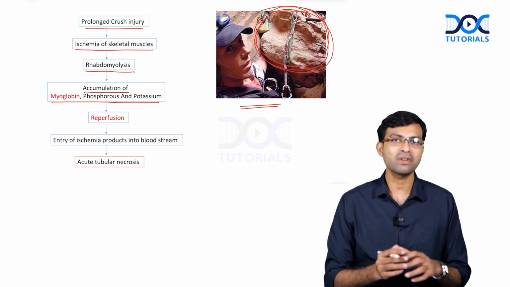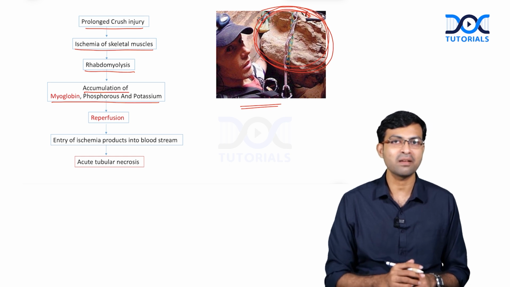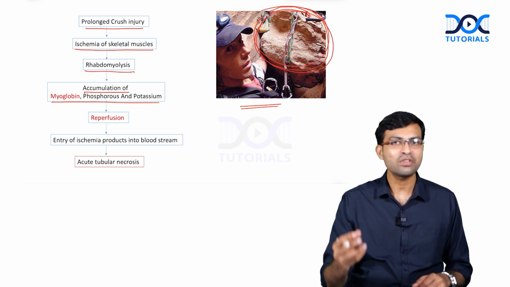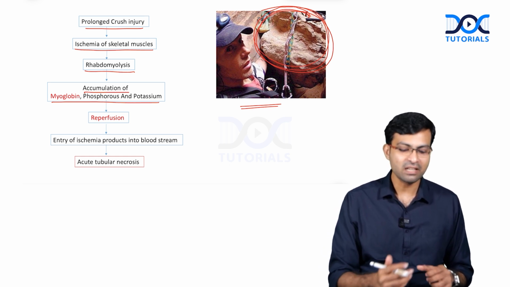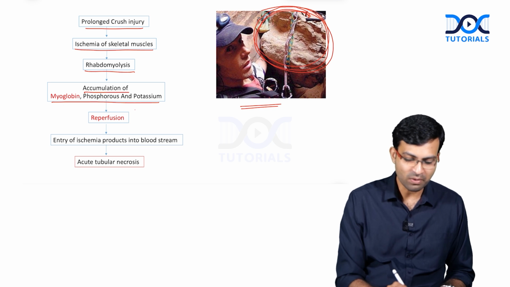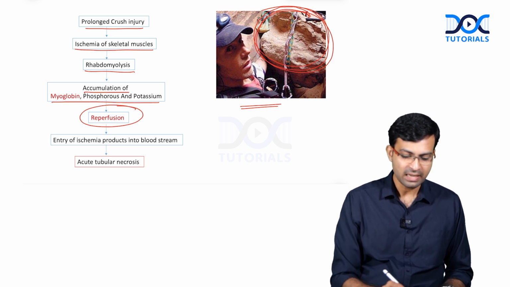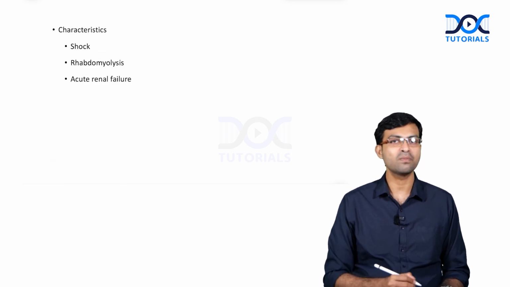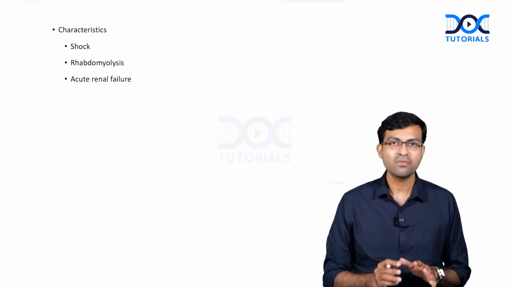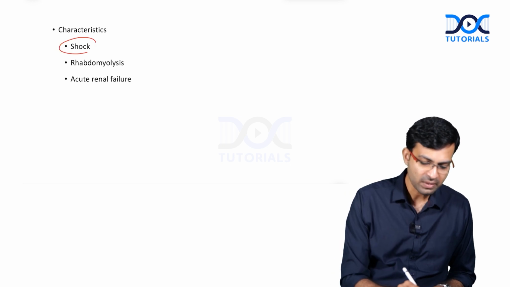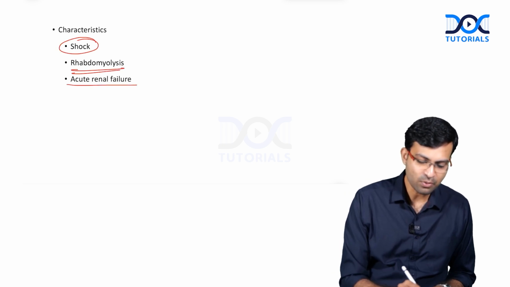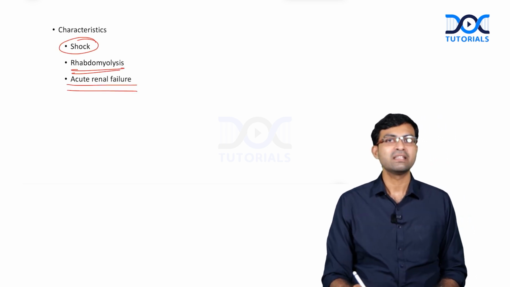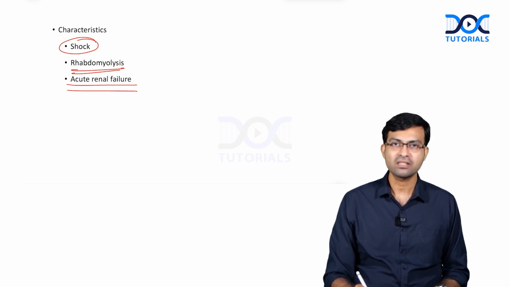Now imagine his friends coming and lifting up the boulder. What will happen? Immediately all these accumulated toxins will enter the systemic circulation. This is what we call reperfusion injury. These ischemic products will enter the bloodstream and cause acute tubular necrosis. And the patient will present to you with shock, rhabdomyolysis and acute renal failure. So this is the problem of crush syndrome.